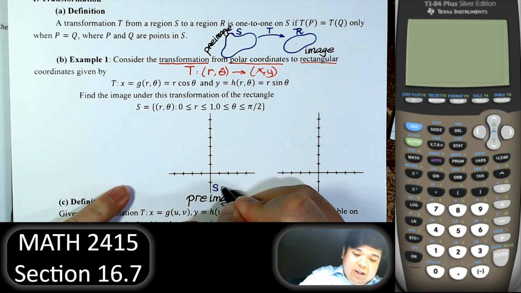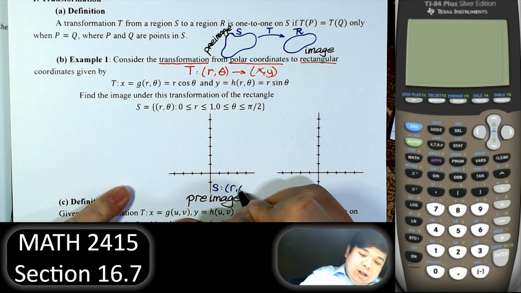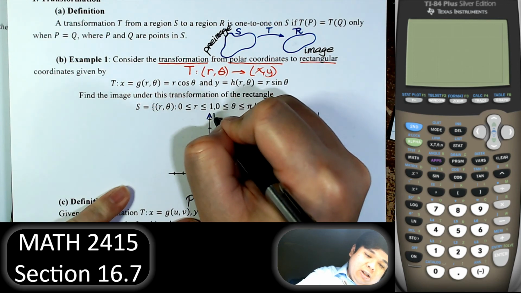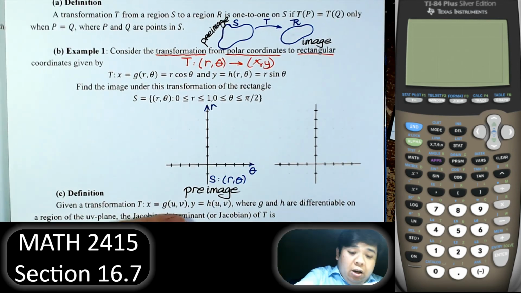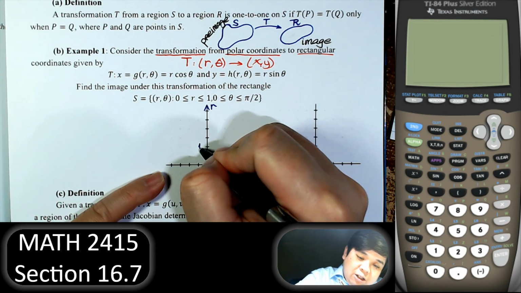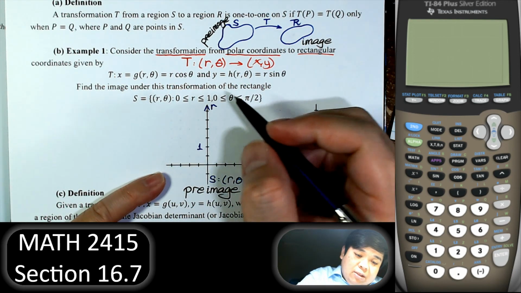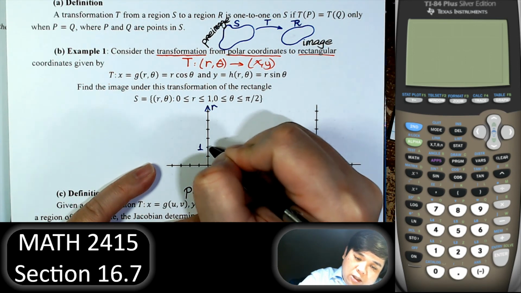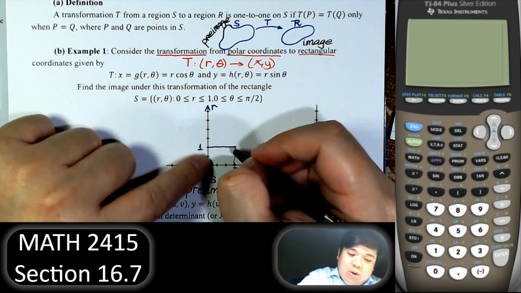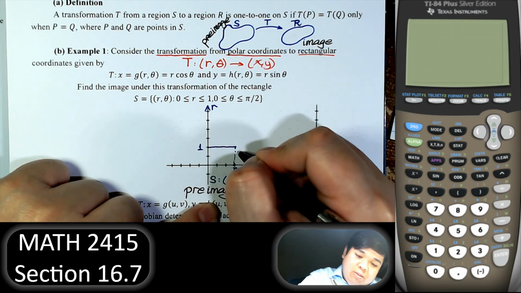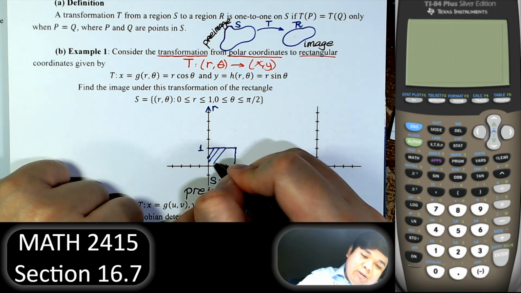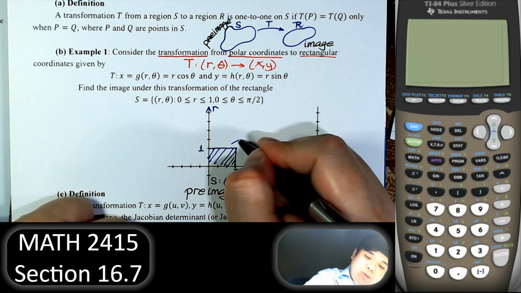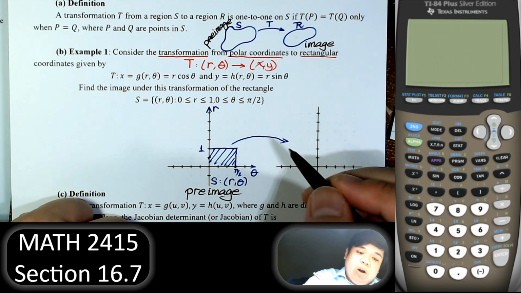We will have the set of r and theta. So let theta be this axis and r be that axis. r goes from 0 to 1 and theta goes from 0 to pi over 2. Let's say pi over 2 is here. So r is between 0 and 1 and theta between 0 and pi over 2. So we have that region in S, and there will be a transformation to what?